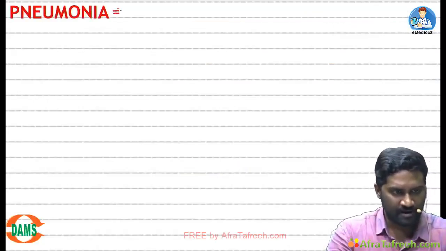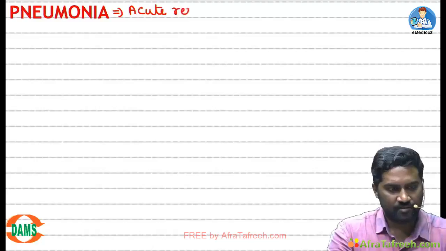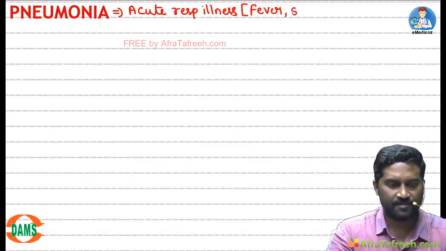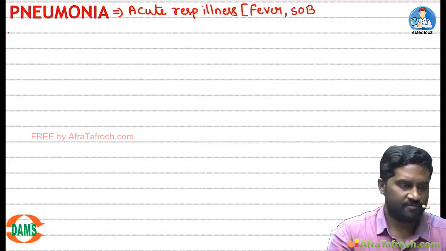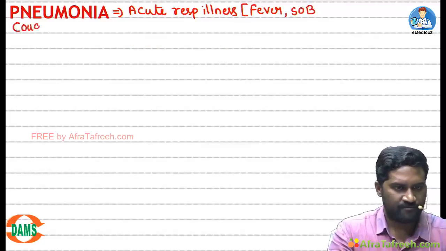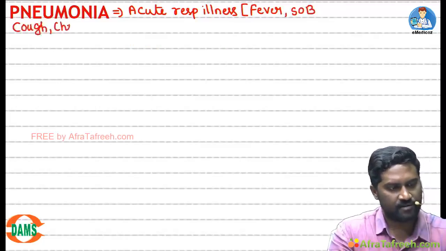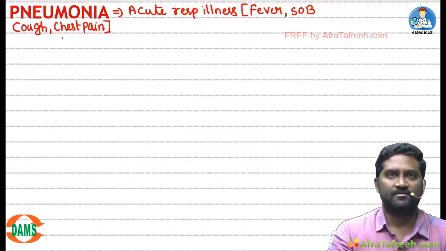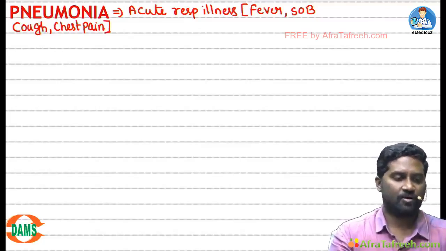Pneumonia is an acute respiratory illness. Acute respiratory illness means the patient can have a combination of these: fever, shortness of breath, cough, chest pain. The patient can have any combination of these symptoms.